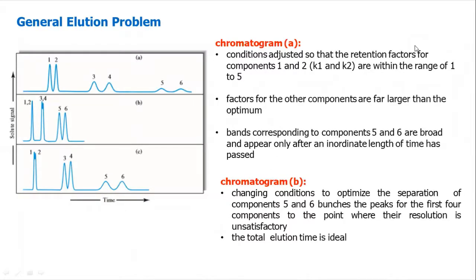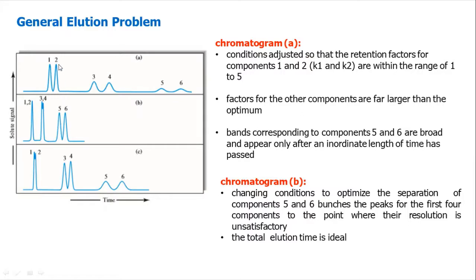General elution problems. So chromatogram A, you can see here on the figure, the conditions adjusted so that the retention factors for component 1 and 2, or the k1 and k2, are within the range of 1 to 5.